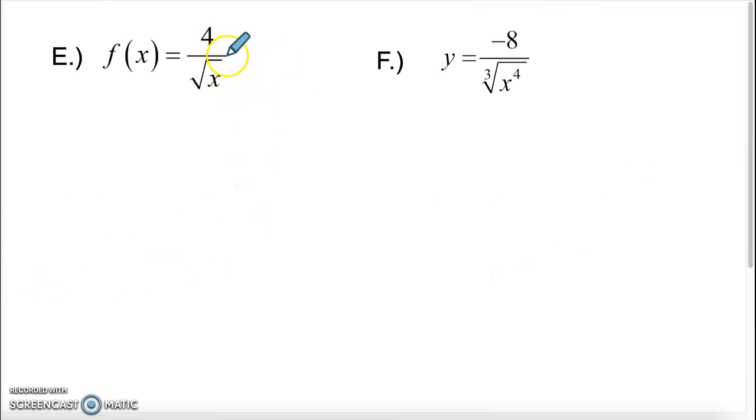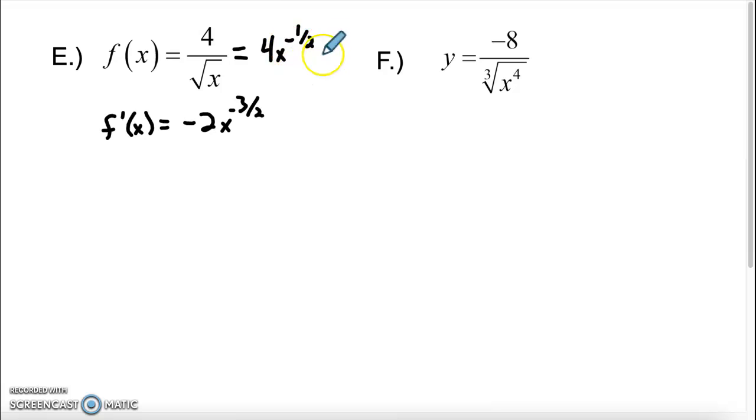So here, this one, again, rewriting this before I take the derivative, I would have 4 times x to the negative 1/2 power. Right? A root in the denominator I can rewrite as a negative exponent. So the derivative then would be negative 2x to the negative 3/2 power. Right? Multiply 4 times negative 1/2, and then subtract 1 from the exponent.